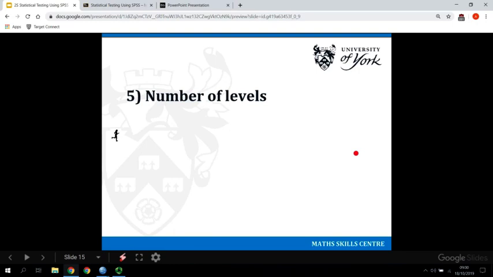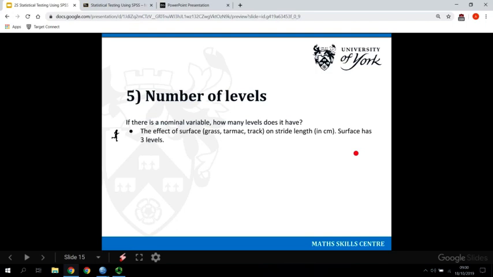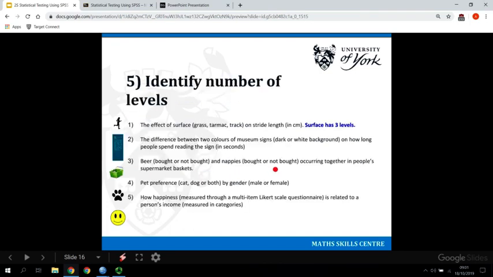So the last thing we need to think about is the number of levels. If we have a nominal variable, and remember we've already identified the type of data that we've got in our dependent and independent variables, if we've identified it as nominal, we might have to have a think about how many levels it has. And by levels, all I mean is the number of groups. So here, for the effective surface, we've got grass, tarmac, track. 1, 2, 3. That's 3 levels. And there we've written levels. They're just the same as the number of groups. So we've done the first one. You might want to look at the rest of these scenarios and remind yourself which variables are nominal, and then ask yourself how many levels are there.